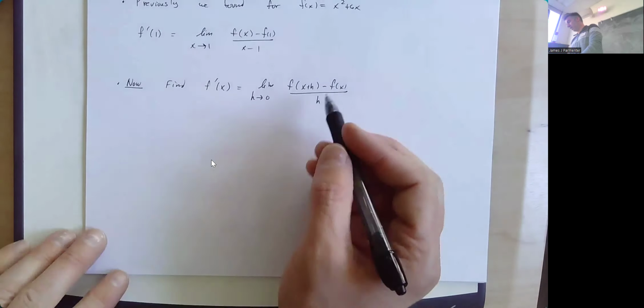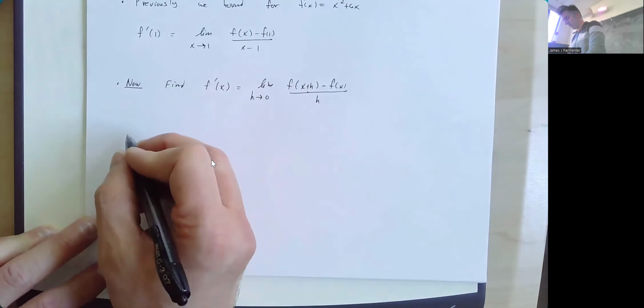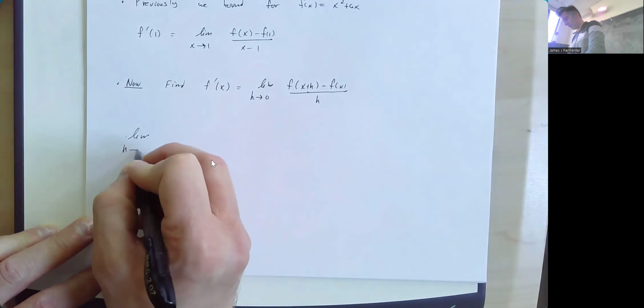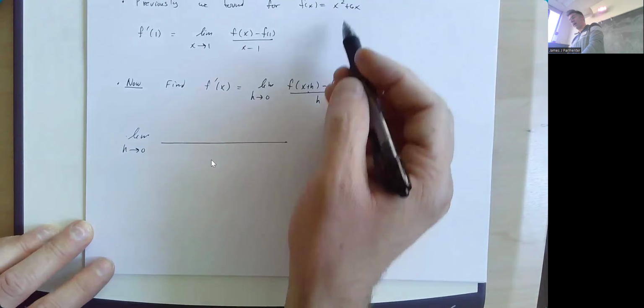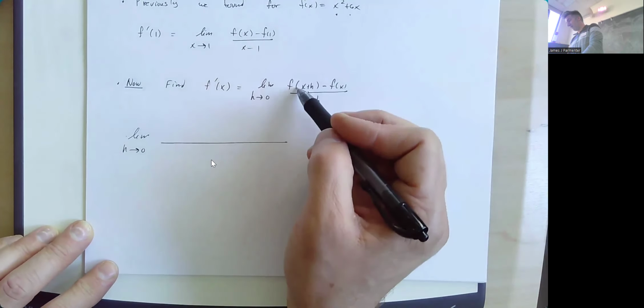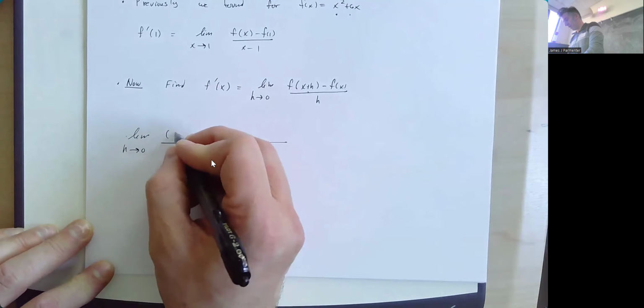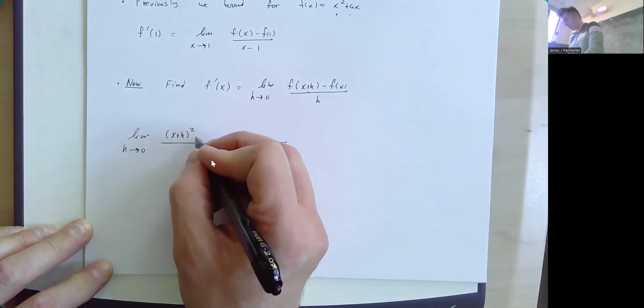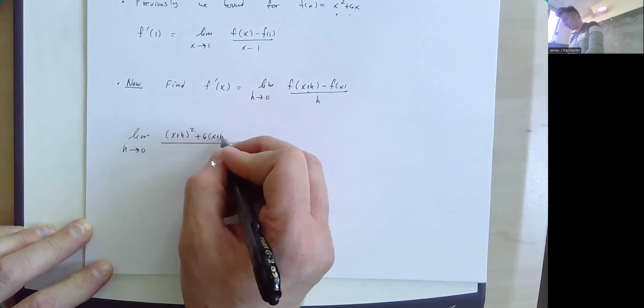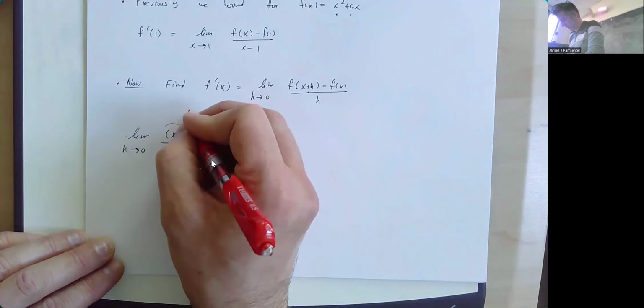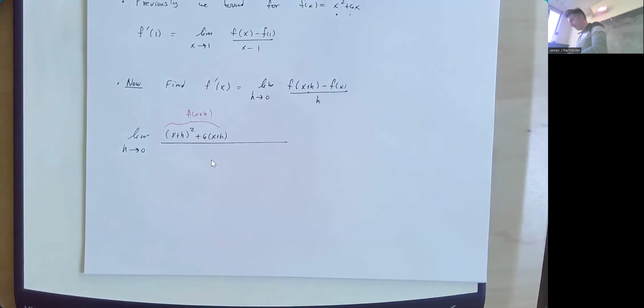These are similar, but they feel kind of different. They're actually really the same. Kind of. Let's see how it works out. So I'm going to plug in x plus h to my function. It's going to be a little bit of algebra. So this is going to be the limit as h goes to 0 of, well, f of x is x squared plus 6x. F of x plus h is x plus h squared plus 6 times x plus h. That is your f of x plus h minus f of x.